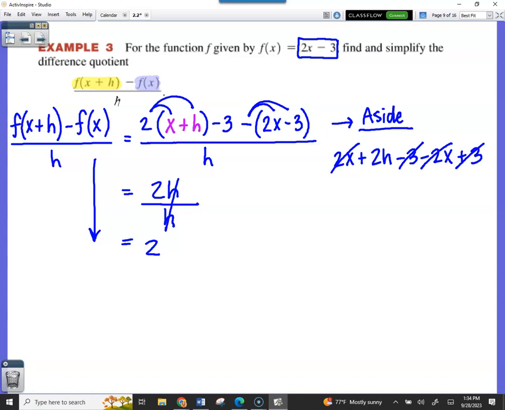Might want to make note right here. Be careful. This was where if you forget your parentheses, the distributing of the negative would not happen and you would end up having a mistake. So be careful there. All right, that one was too easy.